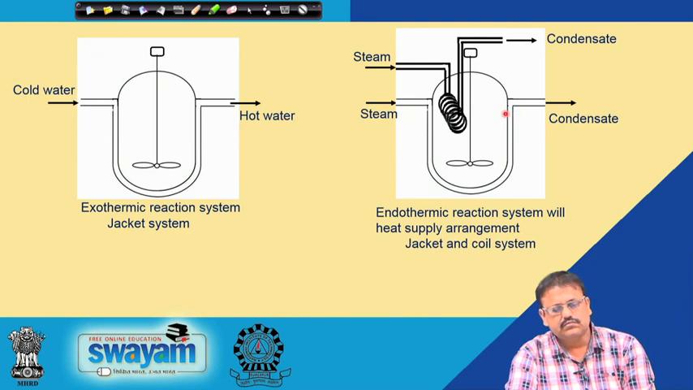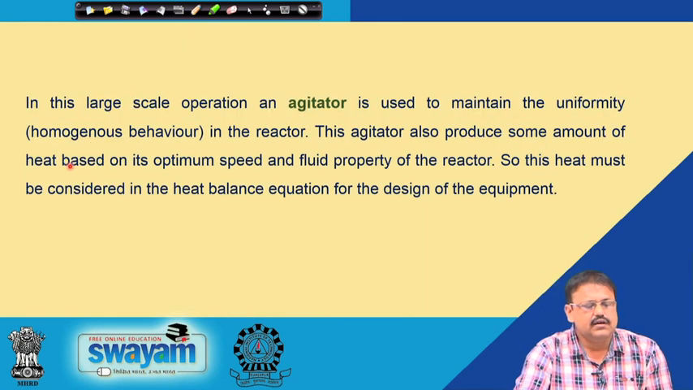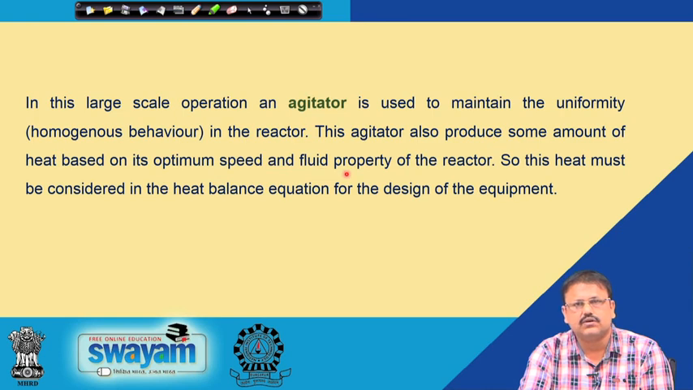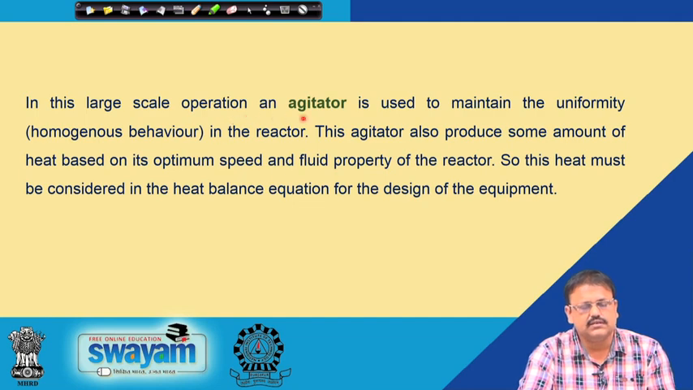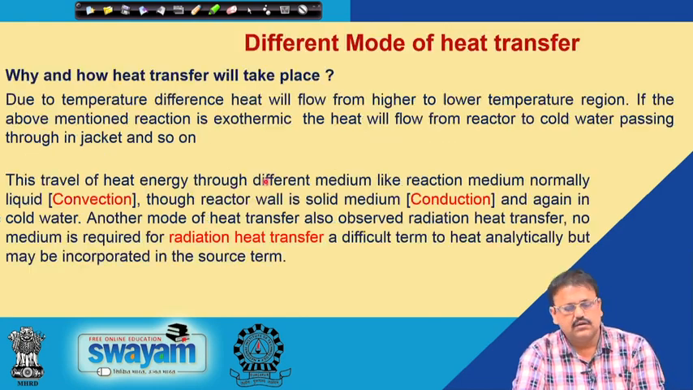Here we maintain an agitator with a uniform velocity to maintain the uniformity of the reactors from the heat transfer, mass transfer and momentum transfer point of view. When the agitator is rotating in the system, it also produces some heat due to its speed and its frictional force on the liquid.